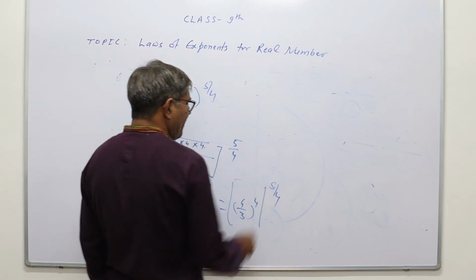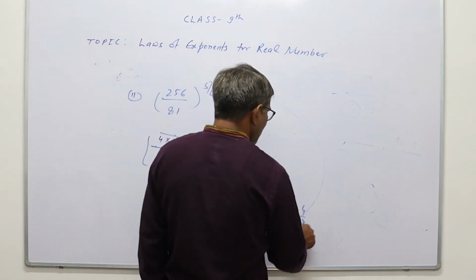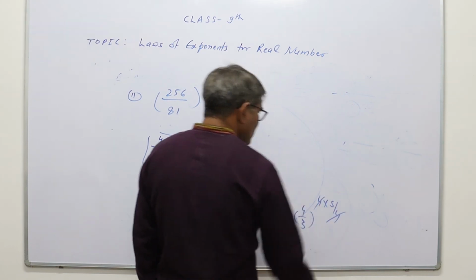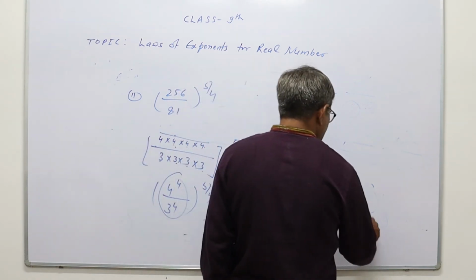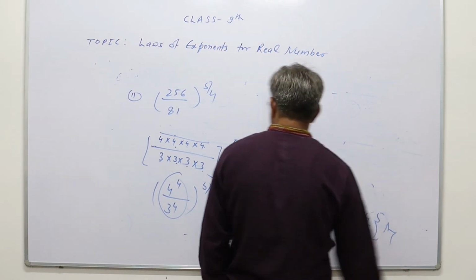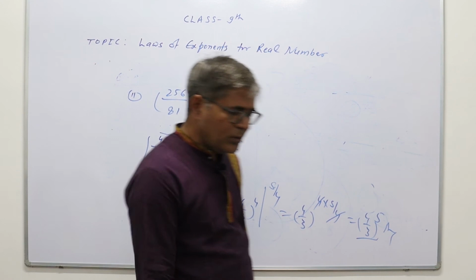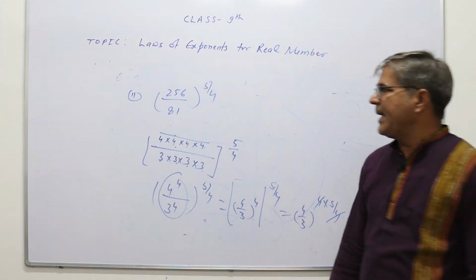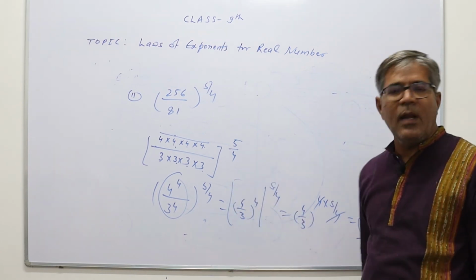So now power on power. So 4 upon 3 whole power 4 into 5 by 4. 4 and 4 cancel. So remaining is 4 upon 3 whole power 5. This is the answer. So it was about the laws of exponent and its application. In the next video we will do some more examples.